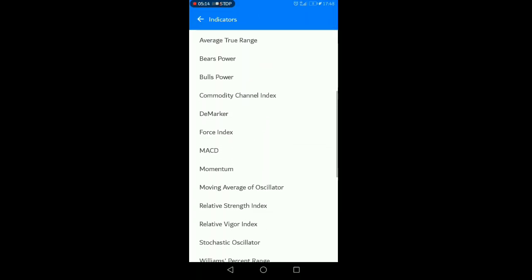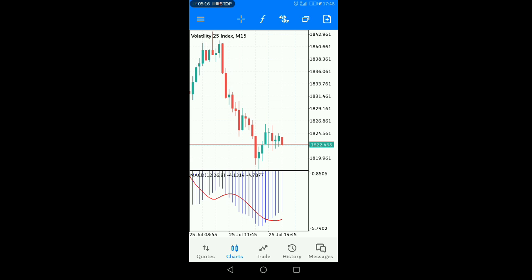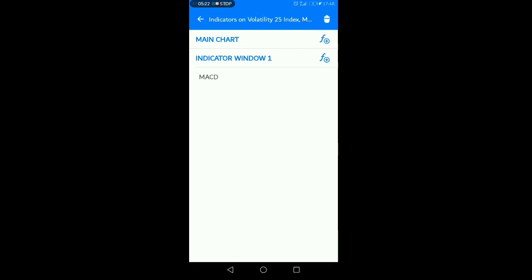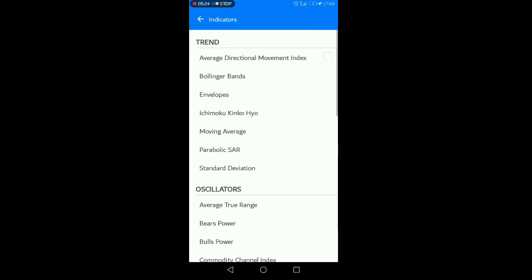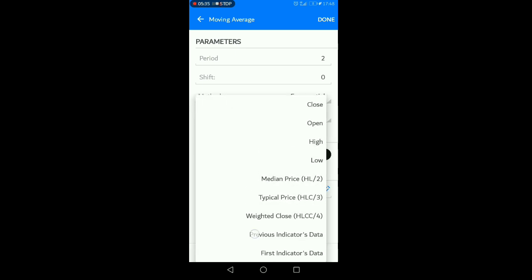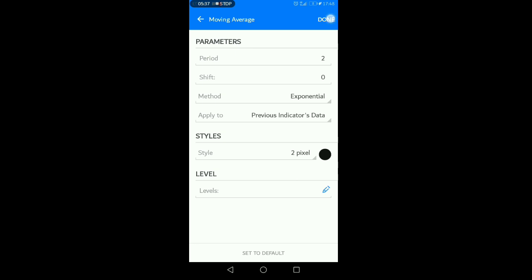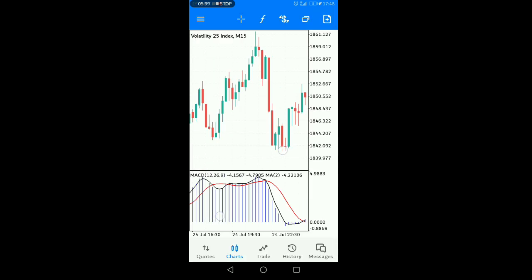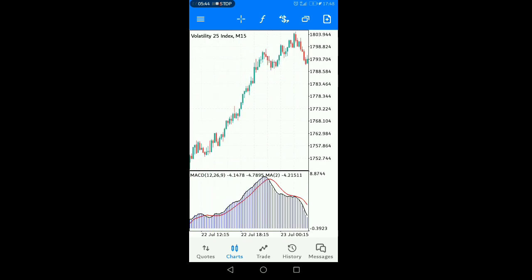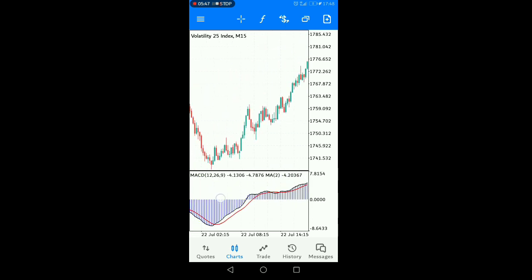And see how you can put all these indicators on your mobile phone. It's simple. You go to F, and then you want to find the MACD, and you leave the settings to default. Don't change anything. On top of the MACD, we click F, and then on indicator window 1, we click on moving average. Make sure it's period 2, apply to exponential, then apply method exponential, and then apply to previous indicator's data. If you don't do this, it won't come out like that. If you do that, you are going to see the moving average, which goes on top of the MACD. That's where you will be looking for reversals, right?